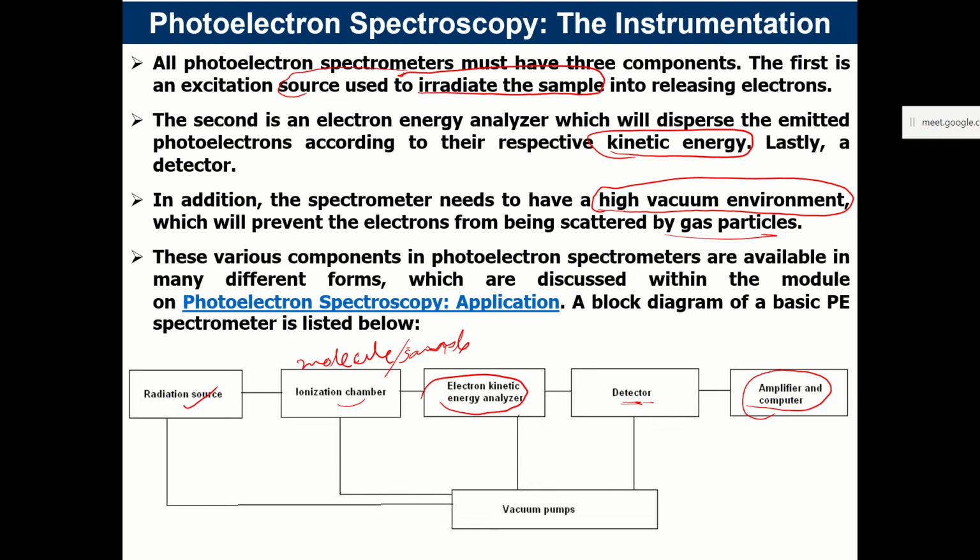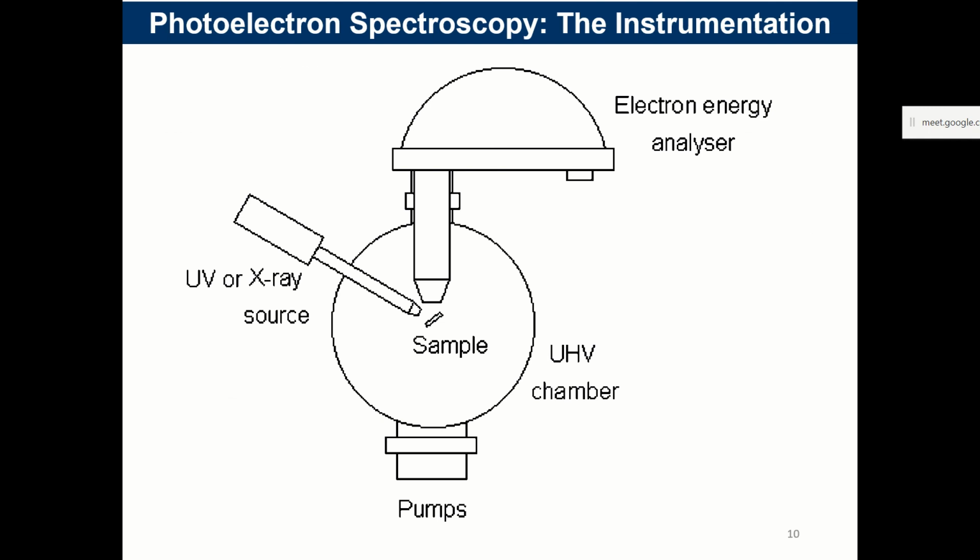And you can see that a high vacuum is created in all these chambers: radiation source, ionization chamber, analyzer, detector, all are connected to a vacuum pump. So you are trying to create an environment where the electron which is ejected doesn't hit anything unwanted, any unwanted gas particle which may be present. You have to avoid any presence of gas particles in any of these compartments, so it is connected to vacuum. So a design is here.